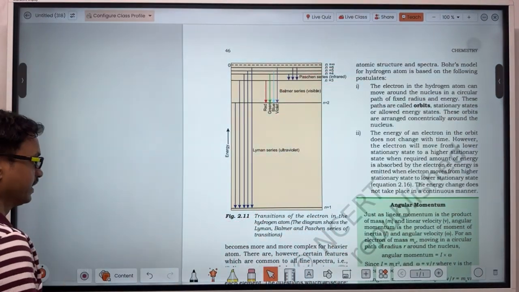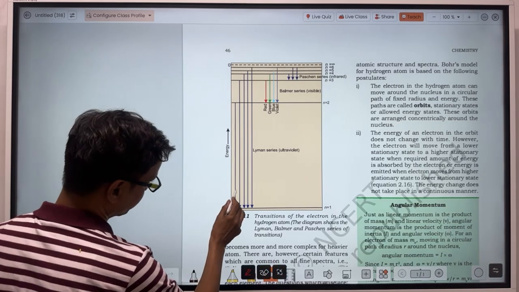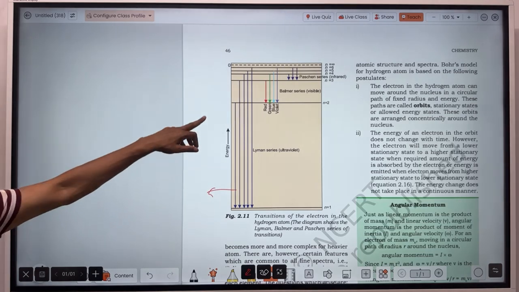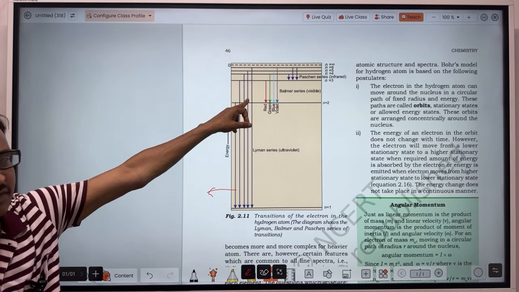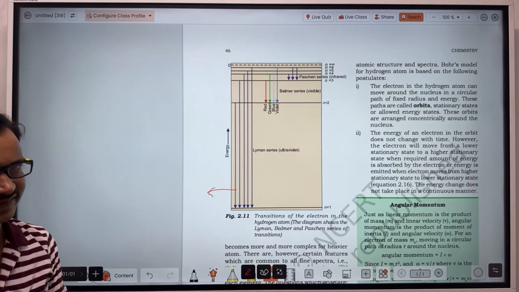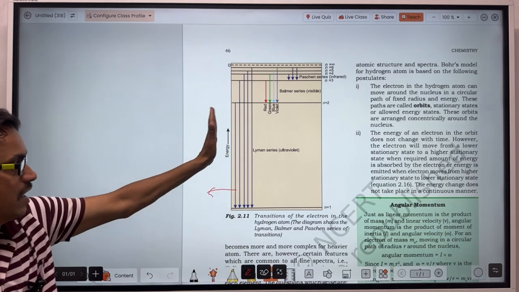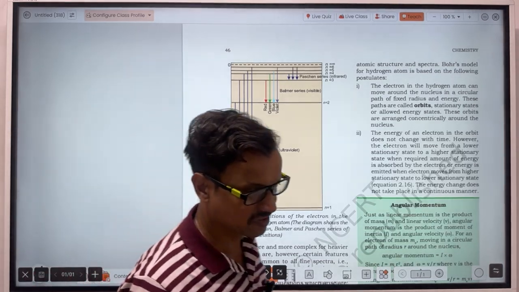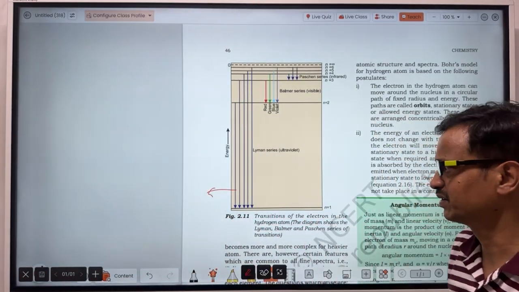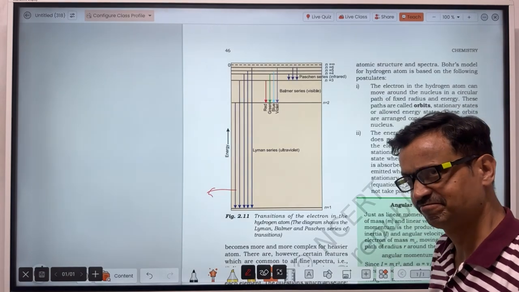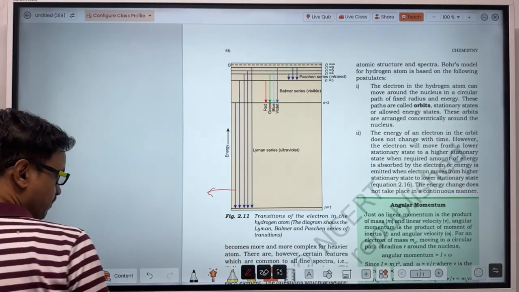Watch out here for one more point. The energy of the first line of Lyman series is less than that of the second line of Lyman series, then the third line, the fourth line of Lyman series, and so on. So among the Lyman series, the energy of the first line will be the least. Okay, so write a question.